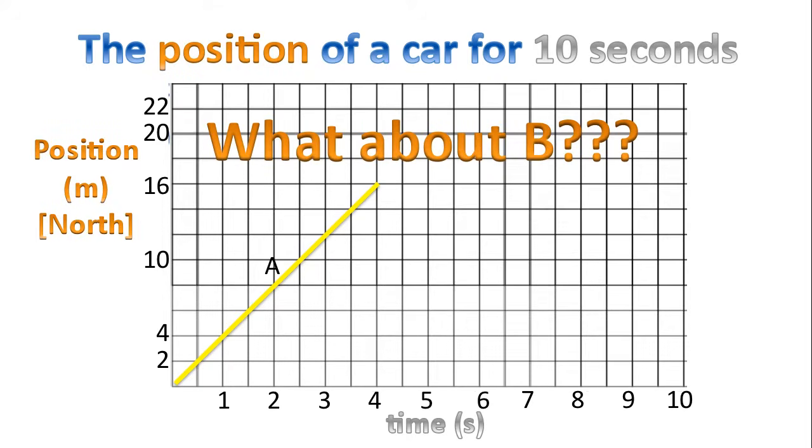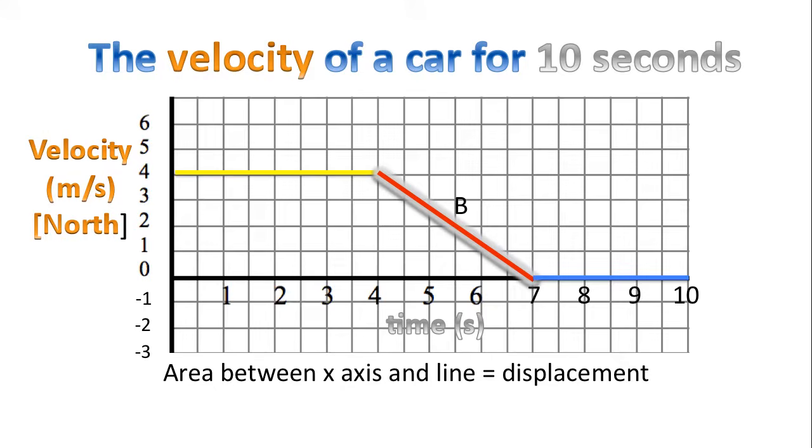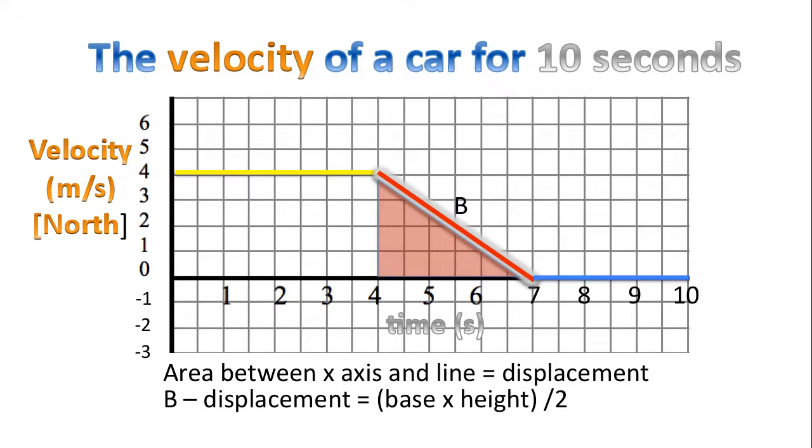So what about section B? Once again, we calculate the area between the x-axis and the line, and that's the displacement. It's a triangle, so we use the formula half times base times height, or base times height divided by 2.